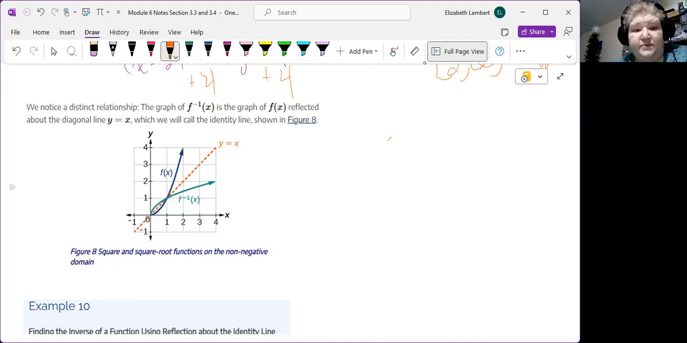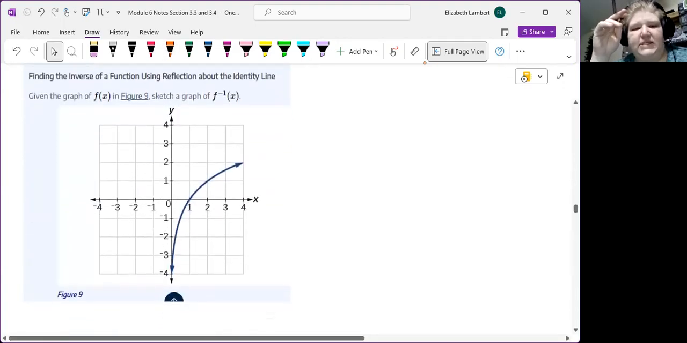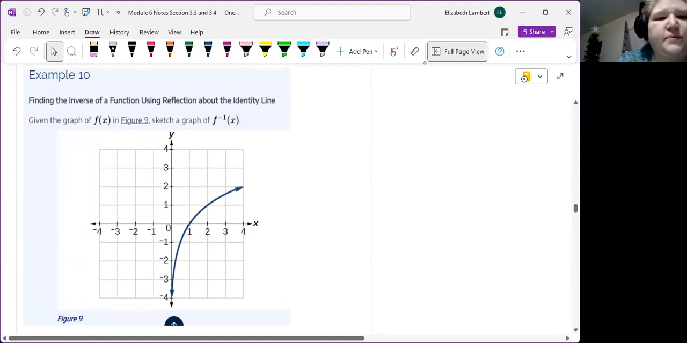And then in our original function, 2 squared is 4. So in our inverse function, 4 will map back to 2, or the square root of 4 is 2. So you can get a rough sketch of an inverse just looking at the graph and then reflecting it. A lot of times you can do that just by reflecting the nice points you see and then doing a rough sketch. And that's what we're going to do here in our last example for this section.